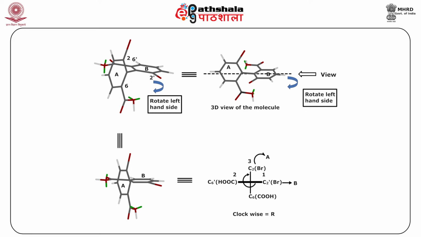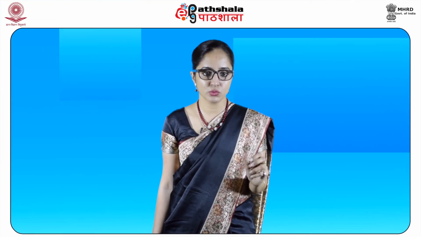Then you rotate 1, 2, 3 clockwise, and then you see that in both the cases, viewing from the left hand side or from the right hand side, you will get an R configuration, not an S. So this is the way you can decide by placing the groups 1 and 2 and 3 and 4 appropriately by rotating the molecules. Either you see the molecule from the left hand side or the right hand side, you can decide the appropriate R and S nomenclature for the molecule in consideration.